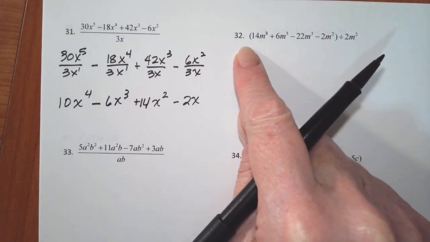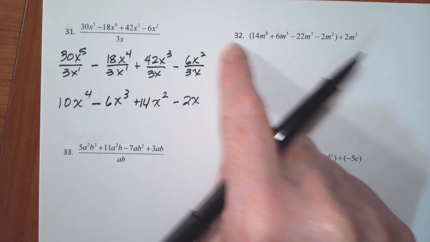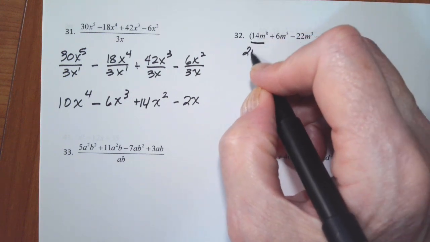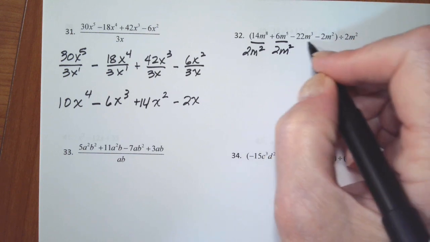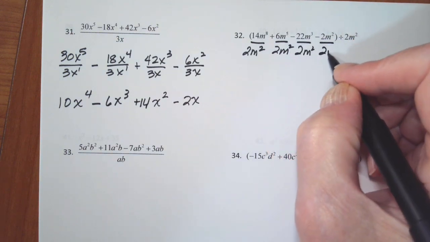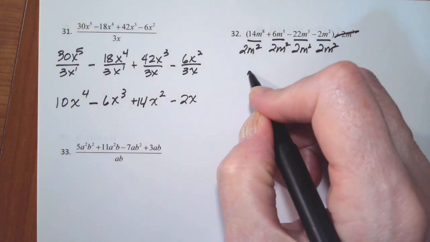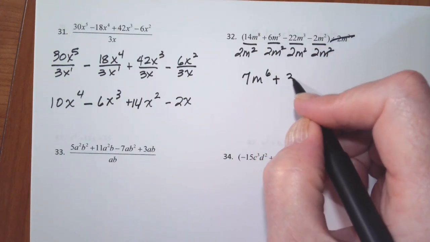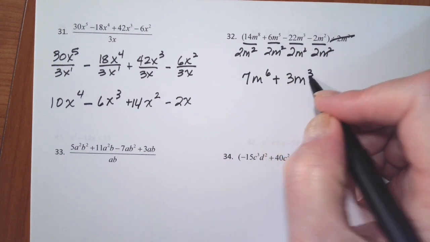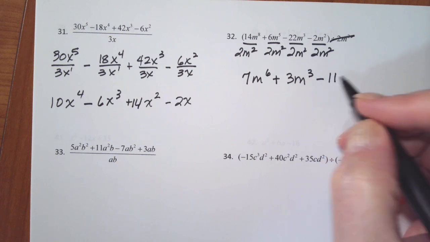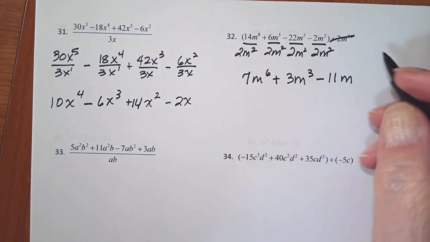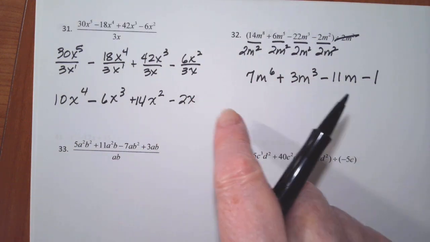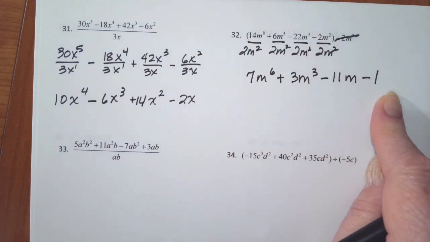Okay, if I'm dividing this entire polynomial by 2m to the second, that's the same thing as dividing each of these terms by 2m to the second. Okay, so 14 divided by 2 is 7. 8 minus 2 gives me m to the sixth. 6 divided by 2 is 3. 5 minus 2 is m to the third. 22 divided by 2 is 11. M to the first, and anything divided by itself is 1. So it's kind of like, however many terms you start with, that's how many terms you end up with.